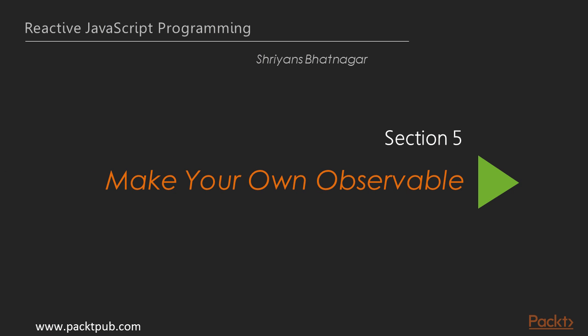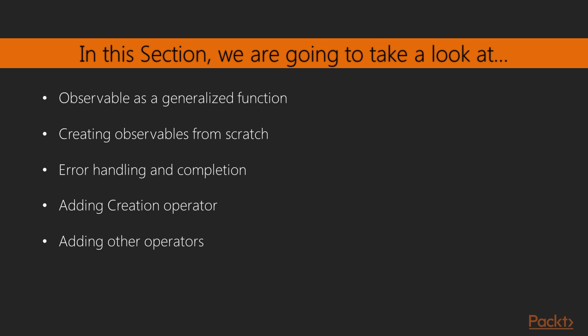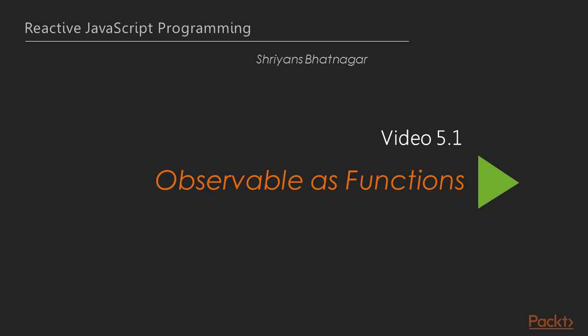Welcome to the second section of this volume, Make Your Own Observable. In this section, we are going to look at how observables are just generalized functions. We'll be creating observables from scratch. We'll add error handling and completion to them. We'll be creating our own creation operator. And finally, we'll be adding a few other operators. So let's get started with the first video, Observable as Functions.